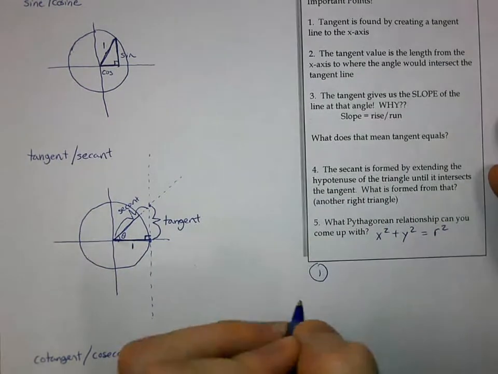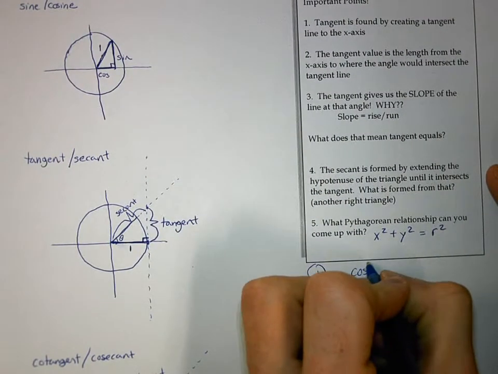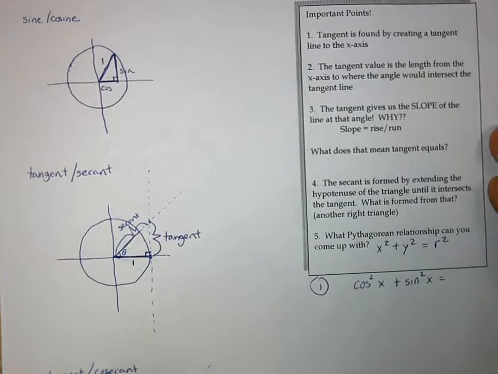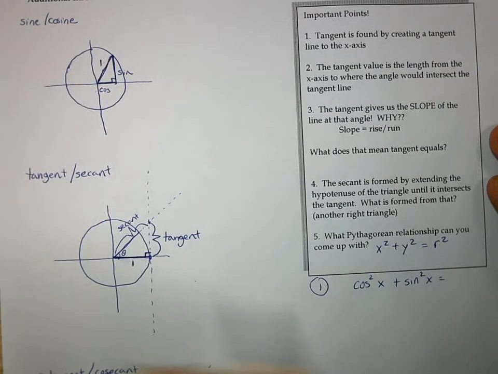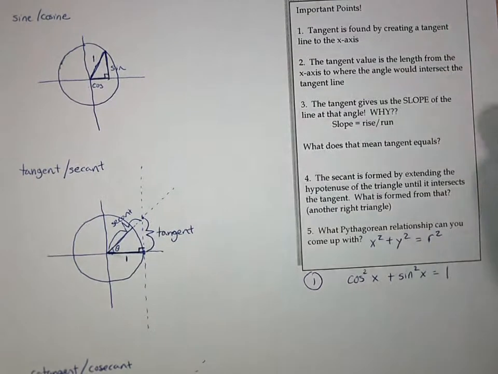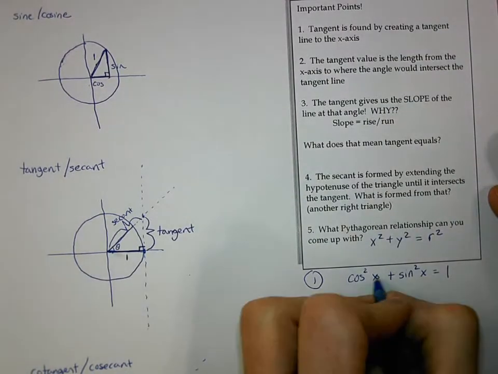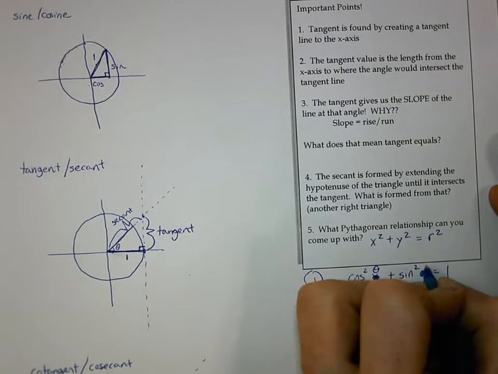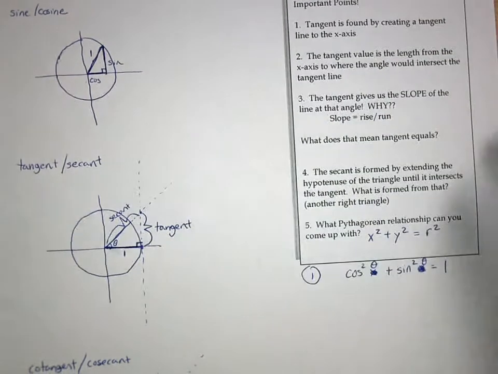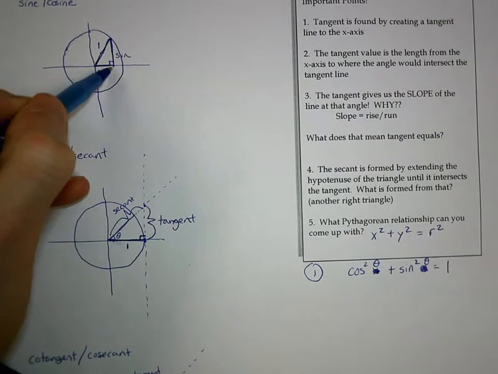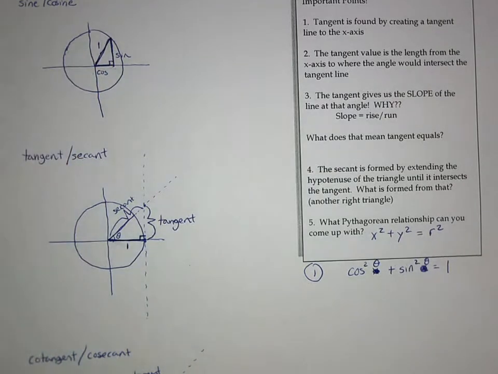So for the first one we've got cosine squared plus sine squared, and here the radius of my reference triangle is 1 squared, which is 1. The cosine squared of x plus sine squared of x is equal to 1. And actually, we could write that in terms of thetas, and I like that a little better, so we don't get confused with x's and y's. Cosine squared of theta plus sine squared of theta is equal to 1. And that's because I used this reference triangle right here.